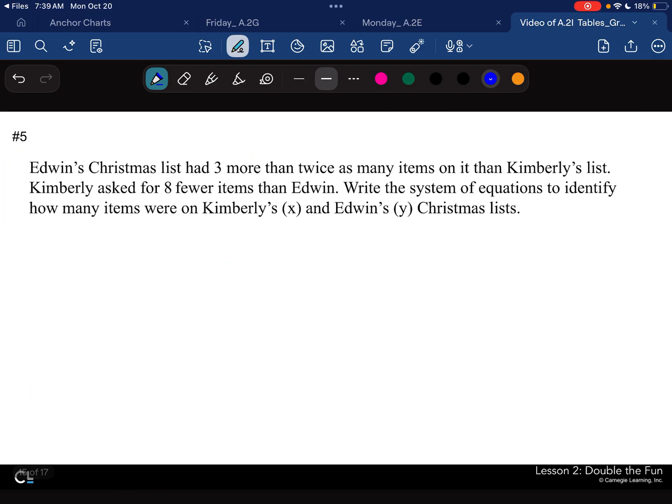All right, so sometimes they give you problems where you have to do a little bit more critical thinking. You have to kind of break it down. So Edwin's Christmas list has 3 more than twice, and twice means 2, as many items as Kimberly's list. Kimberly asked for 8 fewer items than Edwin. Write a system of equations to identify items that were on Kimberly's and Edwin's Christmas lists.